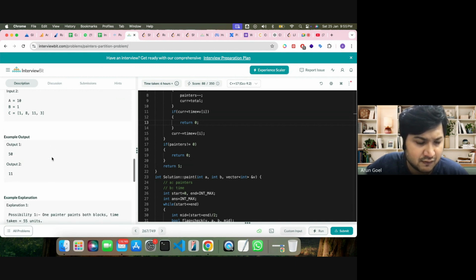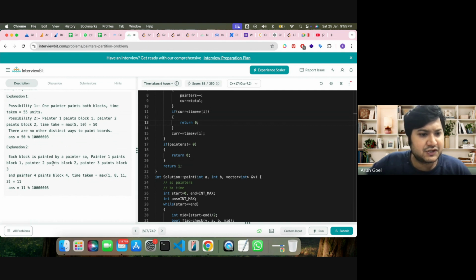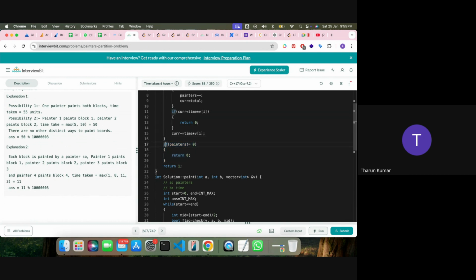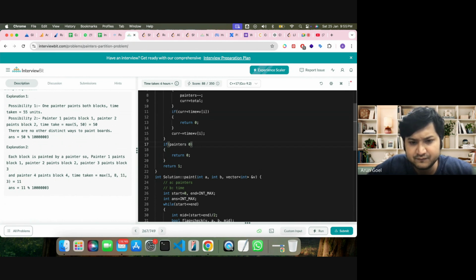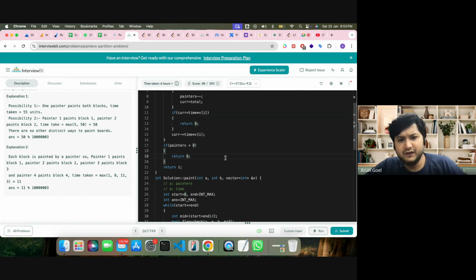A is the number of... each block is painted by a painter, so painter 1 paints block number 1 and painter 2 paints block 2, painter 3 paints block 3 and painter 4 paints block 4. Time taken by, okay, अगर ऐसा है तो फिर तो अलाउड है। फिर आई थिंक कि अगर यहाँ पे, then what should be the condition? Painters is less than 0. हाँ, then only we will have to, right? Right, then only we will return 0.